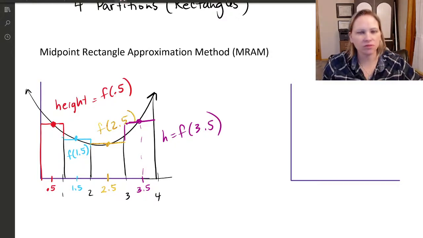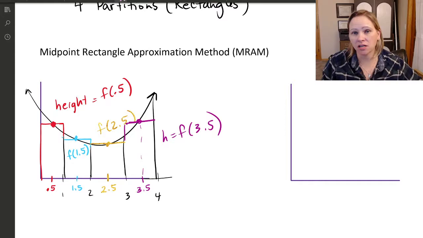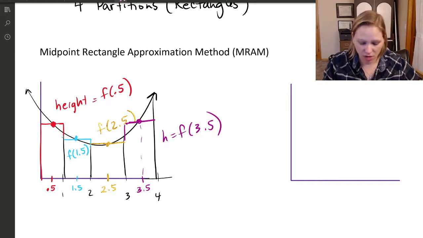So somewhere in the middle, it's like that baby bear, mama bear, papa bear, right? Everybody complains one is too hot, one is too cold, and baby bear's porridge was just right. Well, this is baby bear's porridge. It's just right. It's not too hot, it's not too cold. And MRAM tends to be a little bit more accurate compared to LRAM and RRAM.